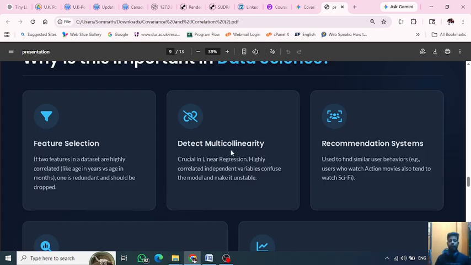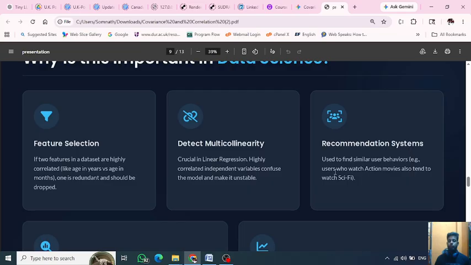Now, detect multicollinearity, and it's crucial in linear regression. Highly correlated independent variables confuse the model and make it unstable. So detecting multicollinearity is something it helps with.